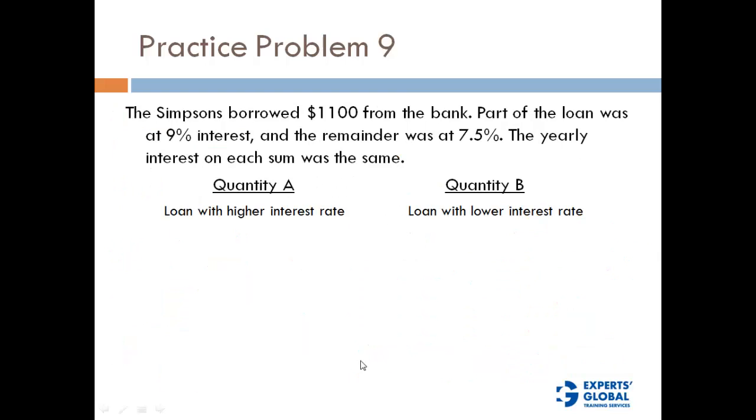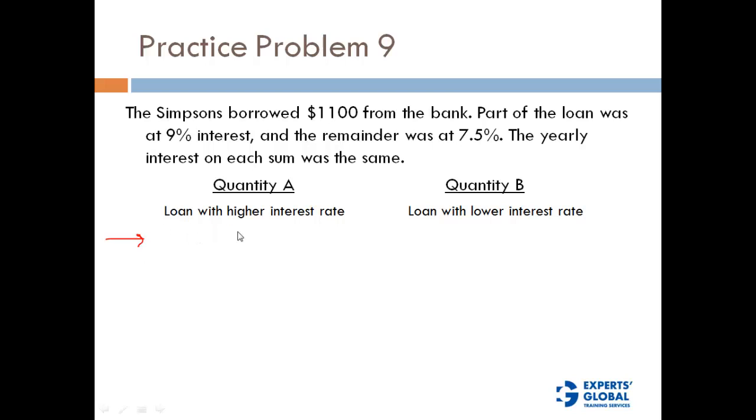Let's move to this problem. You can pause the video and give it a try. The Simpsons borrowed $1100 from the bank. Part of the loan was at 9% interest and the remainder was at 7.5%. The yearly interest on each sum was the same. And we are supposed to compare the loan amount with the higher rate and the loan amount with the lower rate.